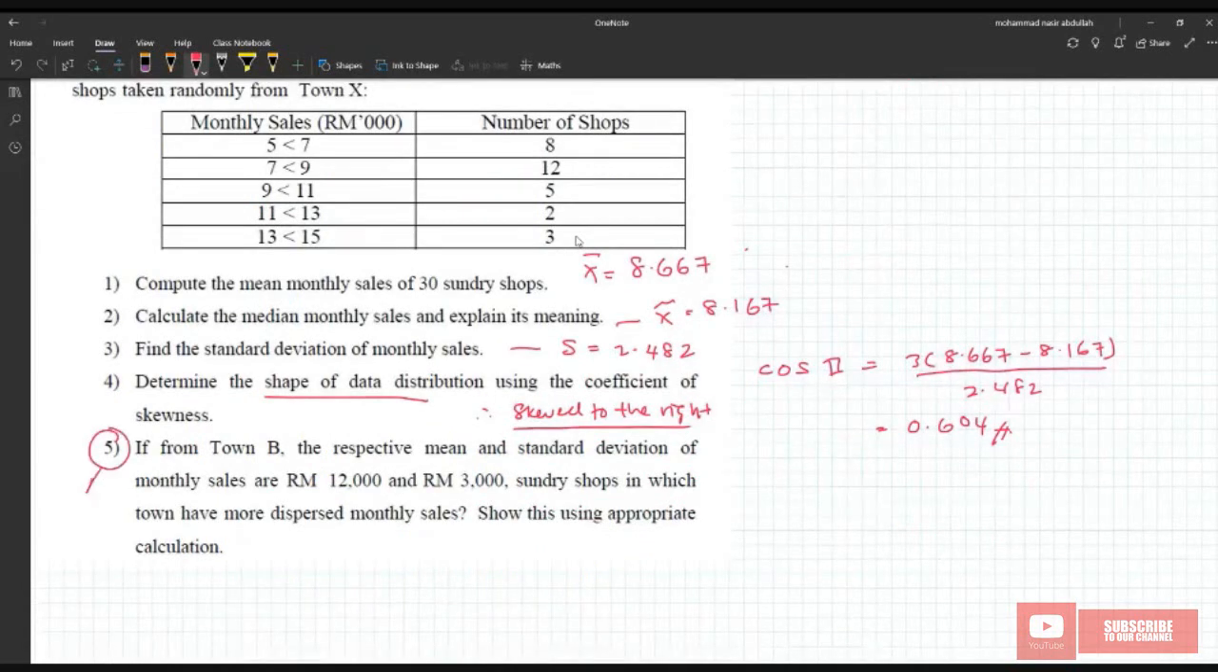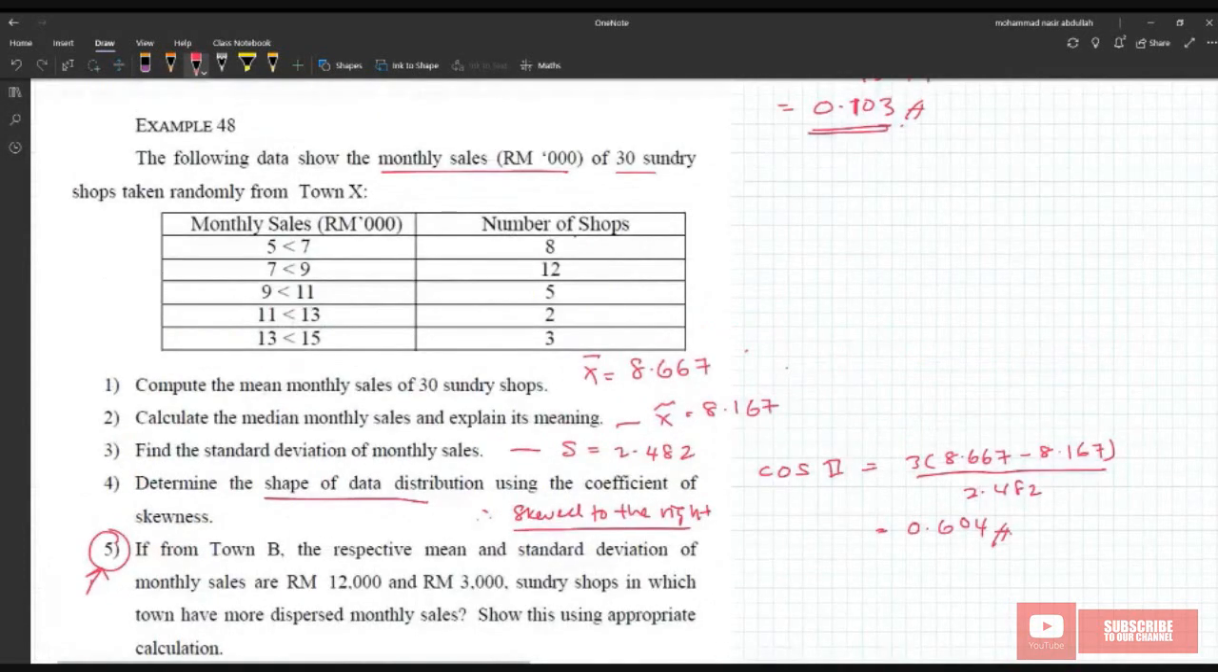And then we can calculate the coefficient of variation. You calculate this one by yourself, right? I already taught you how to calculate the coefficient of variation. So I leave example number 48 as your homework. You can do it by yourself.